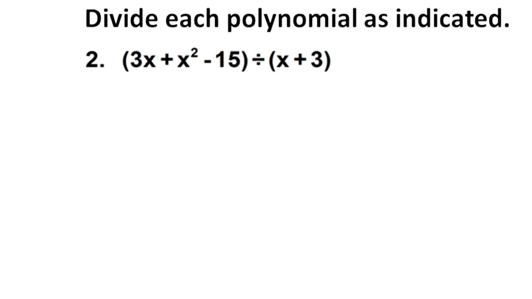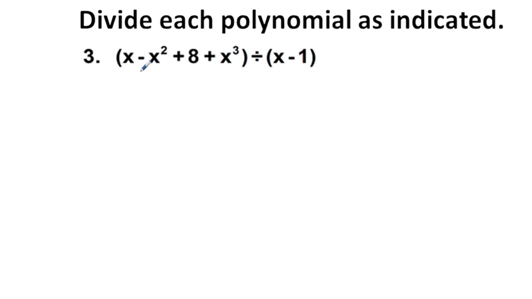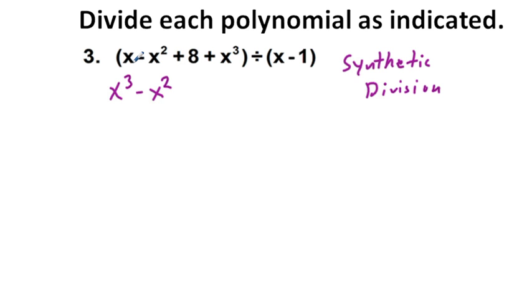Next on our problem, which is 3, we have x minus x squared plus x cubed divided by the quantity x minus 1. And for this, I'm going to introduce something called synthetic division. And before doing that, we're going to need to rearrange in standard form. So we're going to take the highest power term, which is x cubed, and we have minus x squared. We have plus x and plus 8.